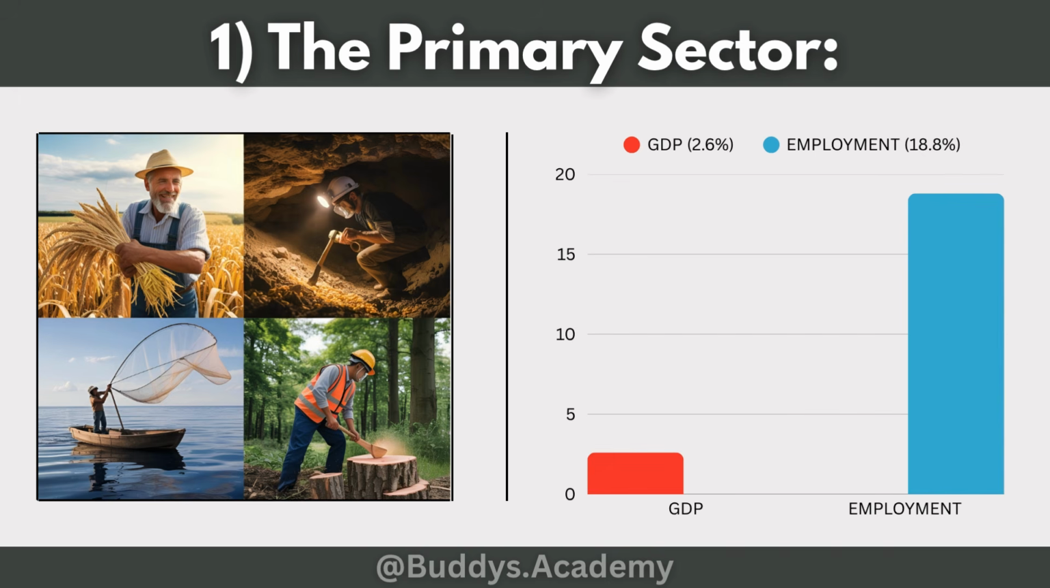Now let's interpret this data and see what it's actually trying to tell us. Now, in terms of our primary sector, employment is going to be high at 18.8%, but its contribution to the GDP is going to be very low at about 2.6%. Now, that tells us a lot, right?